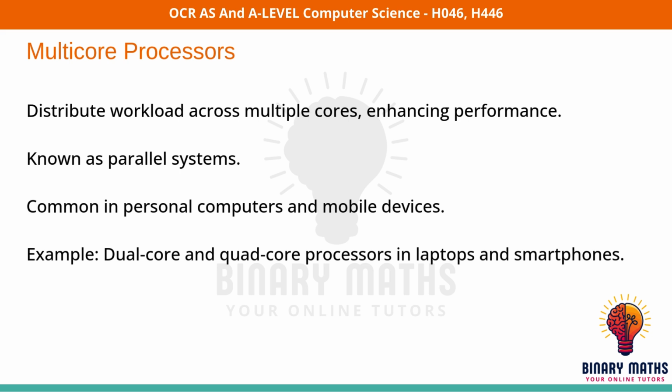Multicore processors distribute the workload across multiple cores, enhancing performance. These are known as parallel systems. Many personal computers and mobile devices have dual-core or quad-core processors, meaning they have 2 or 4 processing chips. Supercomputers can have thousands of cores.